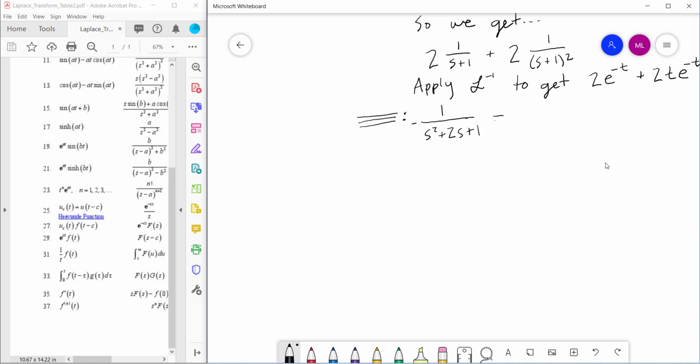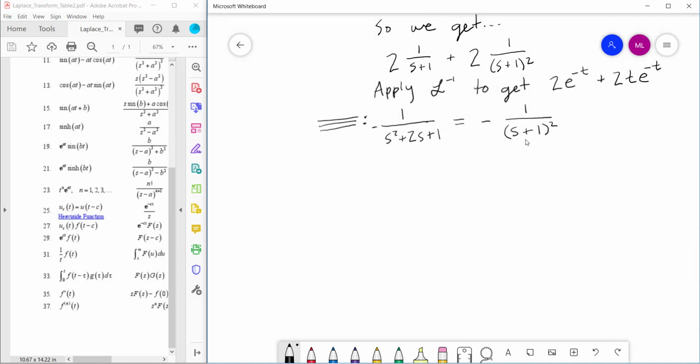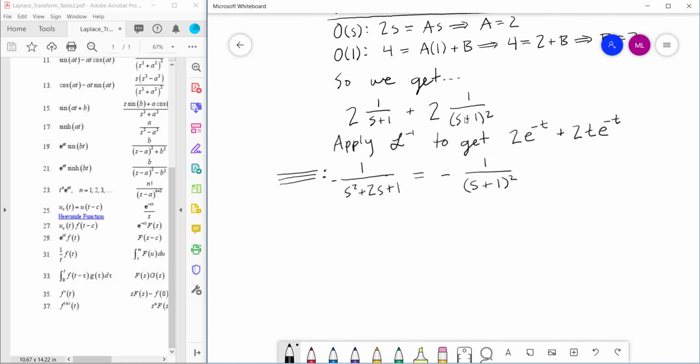Okay, so we already know that this looks like negative 1 over, we already factored that, this was just s plus 1 squared. And we lucked out. This matches the form of exactly what we just had right here, so I don't need to do any work. It's already in the form that we needed from equation 23 here, or transform pair 23, this line. So we don't need any work.